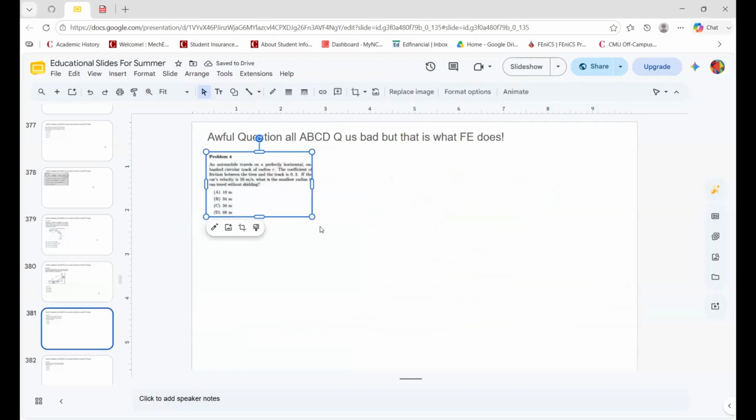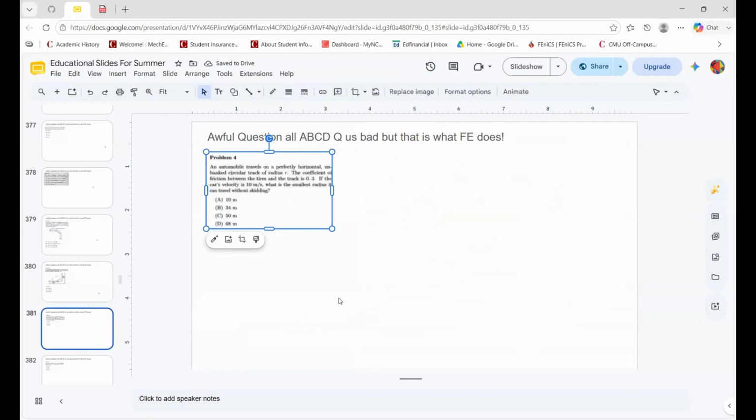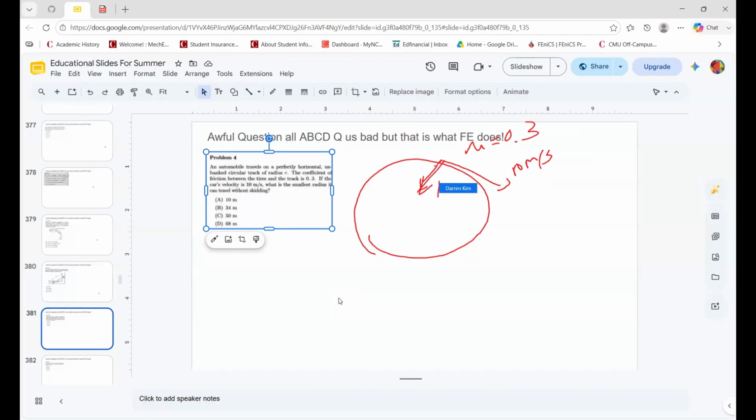With that said, we can do the next one. A motorcycle travels on a horizontal, unbanked circular track of radius r. The coefficient of friction is mu equals 0.3. If the car's velocity is 10 meters per second, what's the smallest radius it can travel without skidding? Well, basically this force is from friction. The force of friction is mu times N, and there's no angle, no applied force. So whatever the mass is, the normal force is going to be mg.